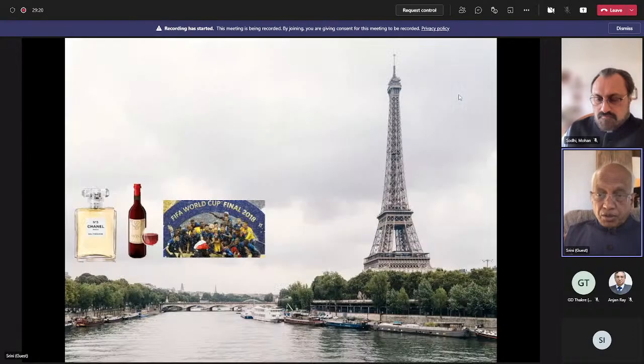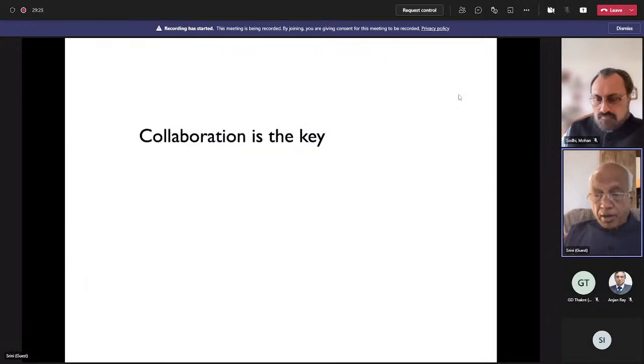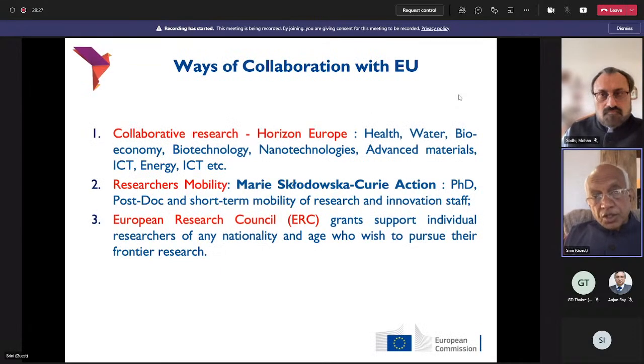I'm sorry about this. I don't know why it is changing automatically. And then you have researchers' mobility, meaning the Marie Sklodowska-Curie actions. This is for scholarships to go to any of the European countries. And you have PhD scholarships, postdoc, and short-term mobility of research and innovation staff, plus the prestigious European Research Council grants. These are extremely prestigious and quite lucrative and attractive in terms of funding.